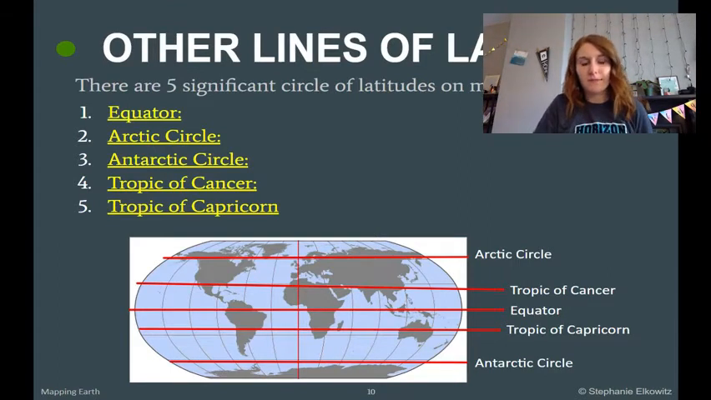Now, the equator has been done for you. The equator runs at 0 degrees latitude. We already discussed that the importance of it is it divides the Earth in half between the northern hemisphere and the southern hemisphere.